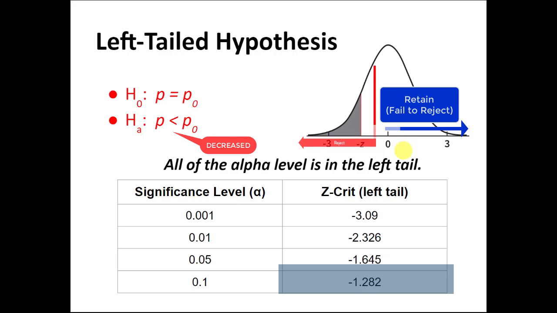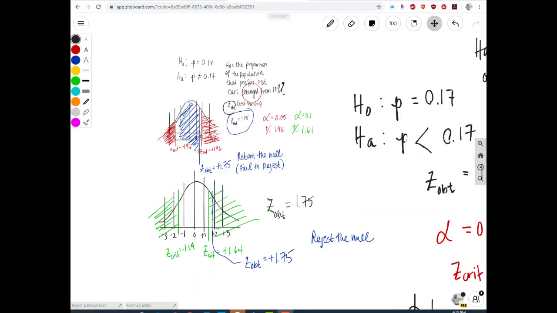Let's look at an example on Ziteboard again. I'm going to try to keep this simple using the same scenario from example to example. In the last example that we used, the question had to deal with just a change from 17%. The question was, has the proportion of the population that prefers red cars changed from 17%? And that's why we used the not equal to sign.